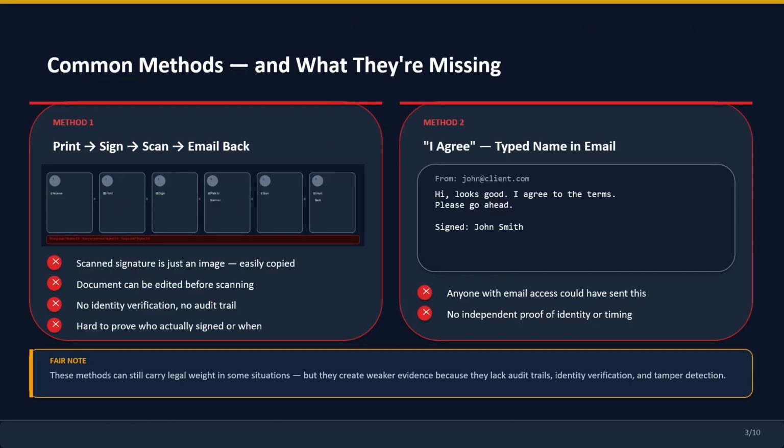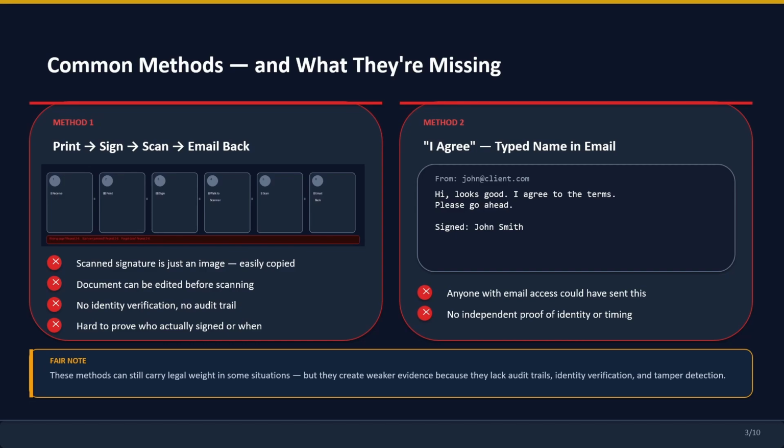Let's look at the first two common methods of e-signing a document. Method one, the classic print, sign, scan. You email a contract, your client prints it, signs it with a pen, walks to the scanner, scans it, and then emails the PDF back to you. Six steps, two machines, and I guarantee the scanner jammed at least once.